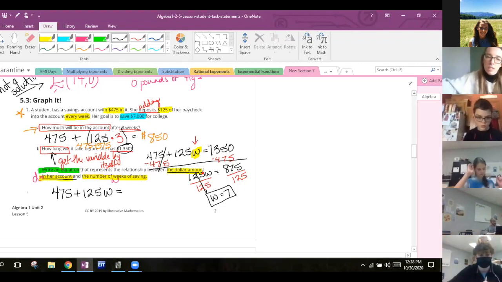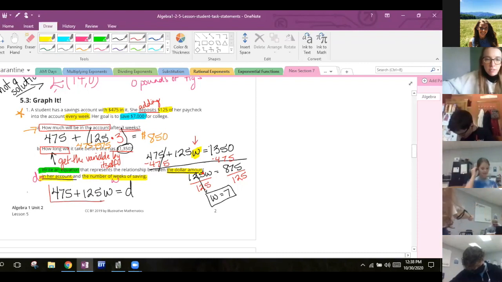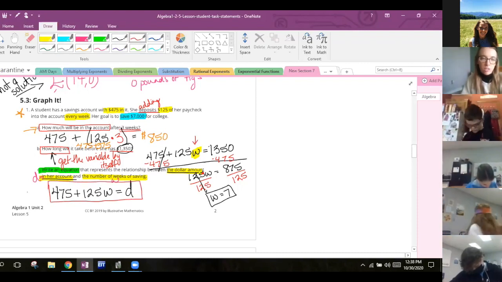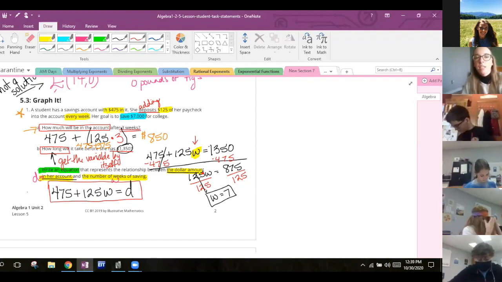It's going to tell us the dollar amount in her account, right? Right. Okay. All right, so we have our equation that represents this situation. So we start out with $475. We're adding $125 per week, and that's going to tell us how much money is in her account.